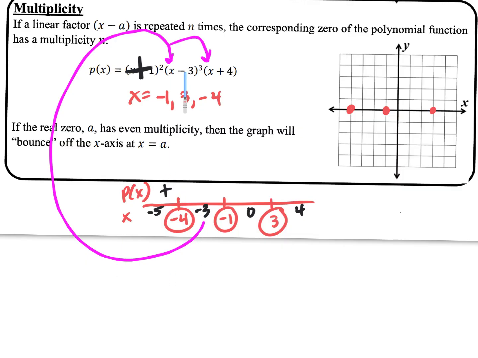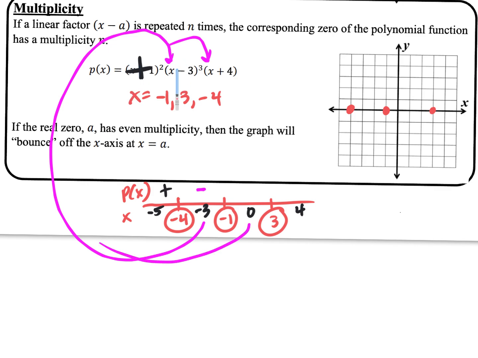-3 minus 3 is a negative number. When you cube a negative, still negative. What about -3 plus 4? Is positive. What's a negative times a positive? Negative. So any number between -1 and -4 will be a negative value. I know this is funky. Stay with me. What if we plug in a 0?